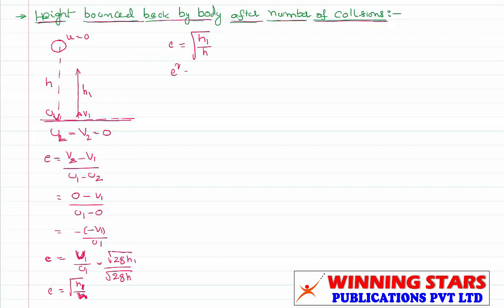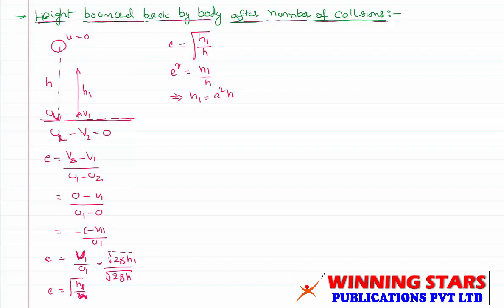If I square this, that implies h1 equals e square into h, where e is a constant called the coefficient of restitution. That is during the first collision.